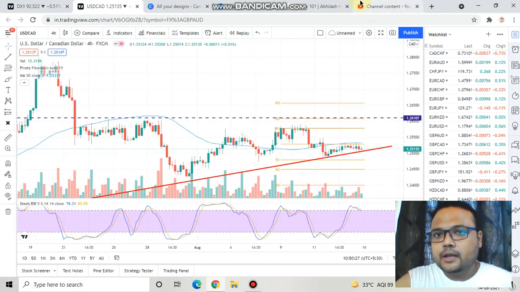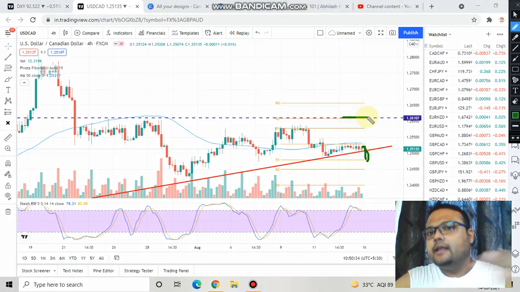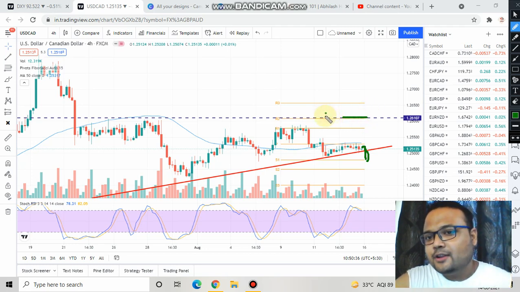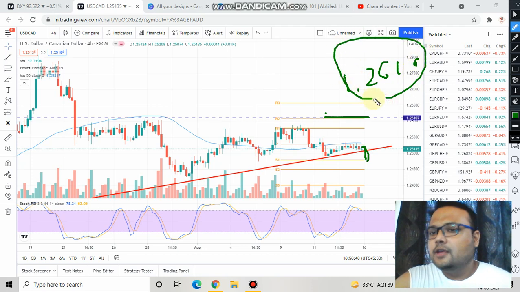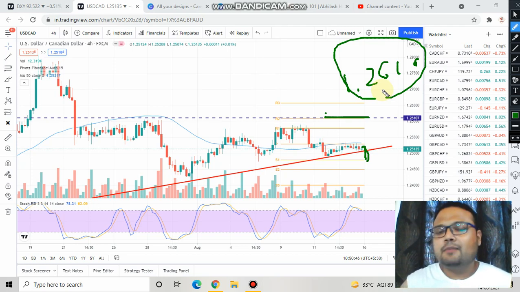Therefore, in case the market goes up from here on Monday, definitely you can go for a buy, but do not forget to exit here. And if you want, you can also short the market at this 1.2610 level. So we have got 3 opportunities on the USD CAD chart right now. Let's see where the market goes.